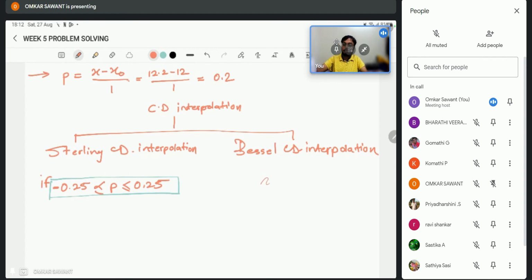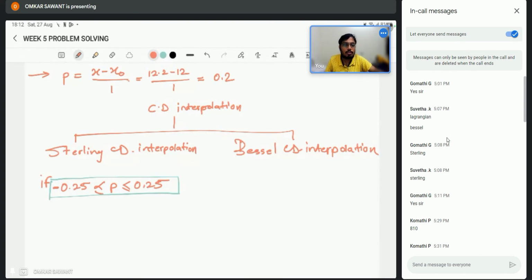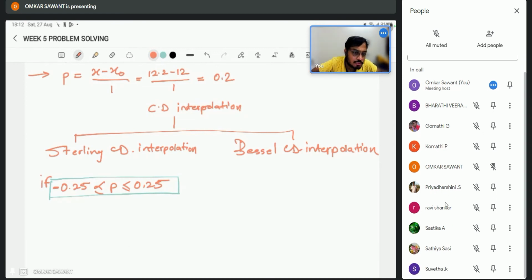And Bessel, when do we use Bessel interpolation? Do you have any idea? Anyone? When do you use Bessel? You have been taught the Bessel formula, right? The Bessel CD interpolation formula has been taught, right? Some of you have told me. Suvetha has told me, right? Suvetha, tell me what is the condition when we use Bessel interpolation? Yes, Kumati, do you know this?